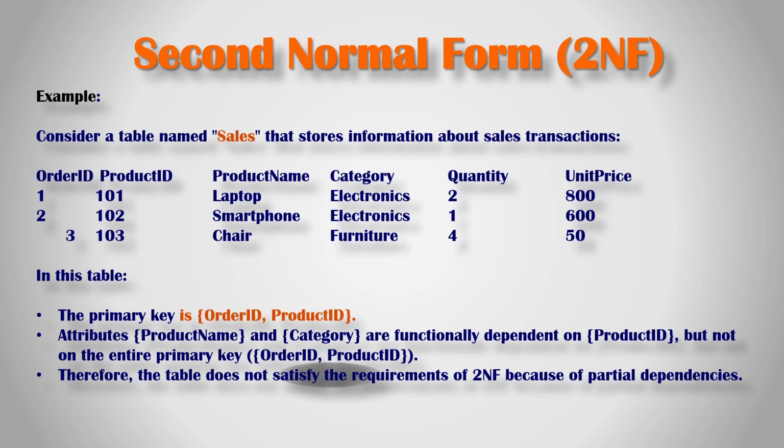Attributes product name and category are functionally dependent on product ID, but not on the entire primary key, order ID, product ID. Therefore, the table does not satisfy the requirements of 2NF because of partial dependencies.